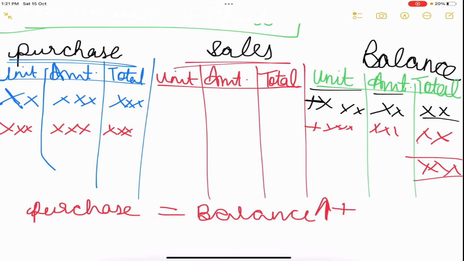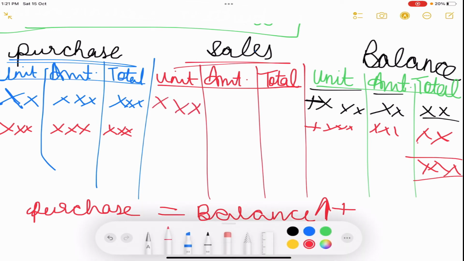Whenever I make a sale, whenever I sell something, my balance reduces, my inventory reduces, because I am giving away my purchases, I am giving away my stock, I am giving away my goods, which means my balance is actually reducing. So whenever I make a sale, my balance is reducing.